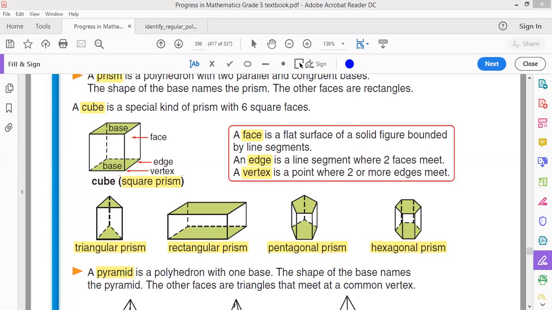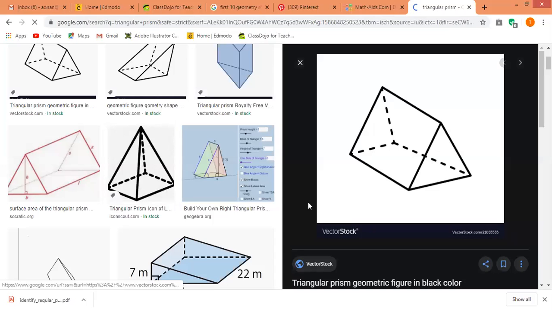Okay, look at it. I'm sharing with you. Look. This one, this shape. This shape we call a triangular prism.